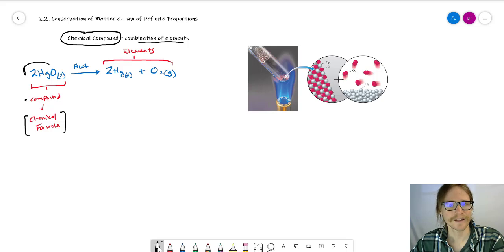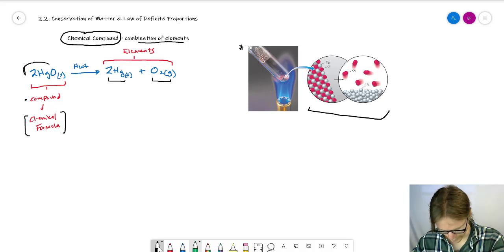If we heat this up in a Bunsen burner, which is shown over here in the image to the right, we can get this compound to actually break apart this bond back into its constituent elements of mercury and oxygen. So you get liquid mercury and oxygen gas, and that's what's being shown in this section of the image.